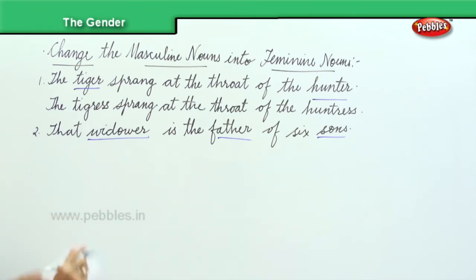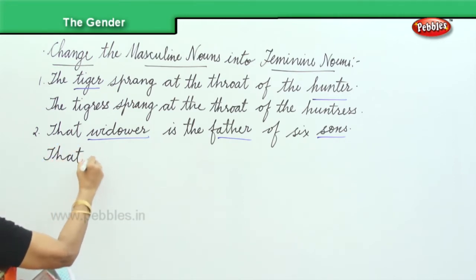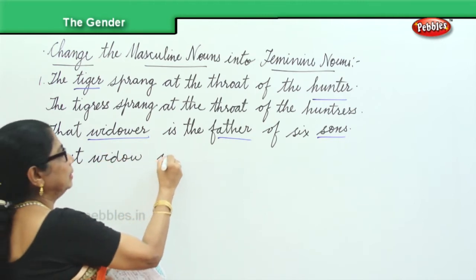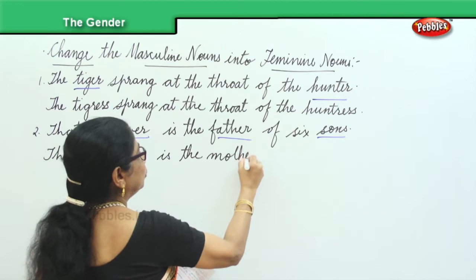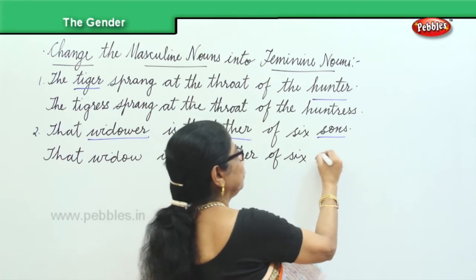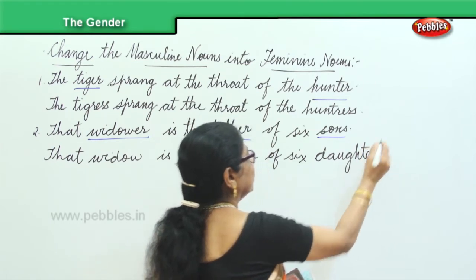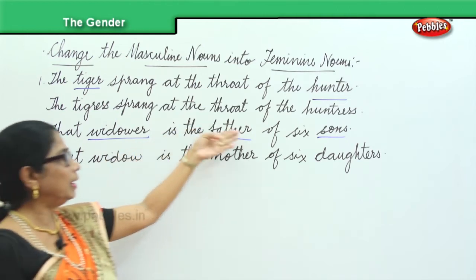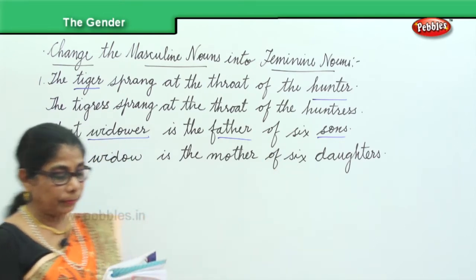Now let's look at it. You will say that widow. Yes, very good. That widow is the, we'll change the father into mother. Widow is the mother of 6 daughters. Very good. That widower becomes widow, the father becomes mother, 6 sons becomes 6 daughters. Good. Another sentence for you.